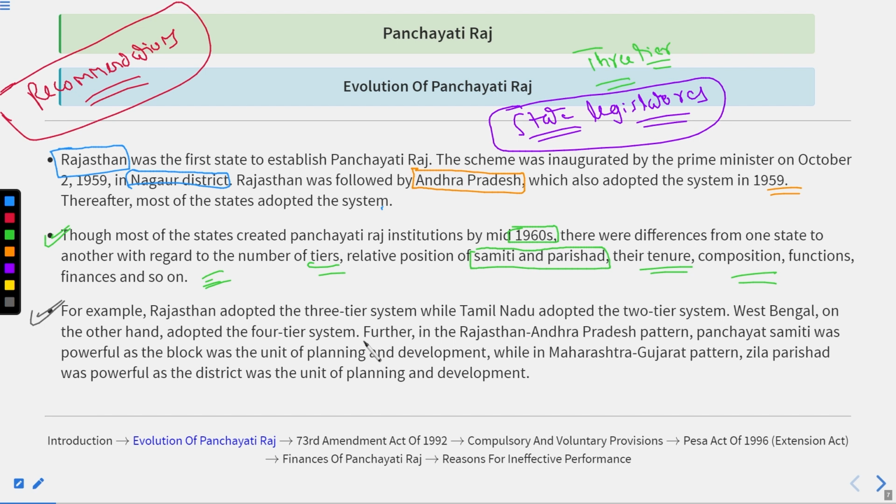So basically, that's why there were so many differences between the conditions, because every state having their own conditions, every state having their own demands, every state government and the legislature having their own commitments to fulfill. So that's why they modified the recommendations as per their needs. Okay, so that's the thing.